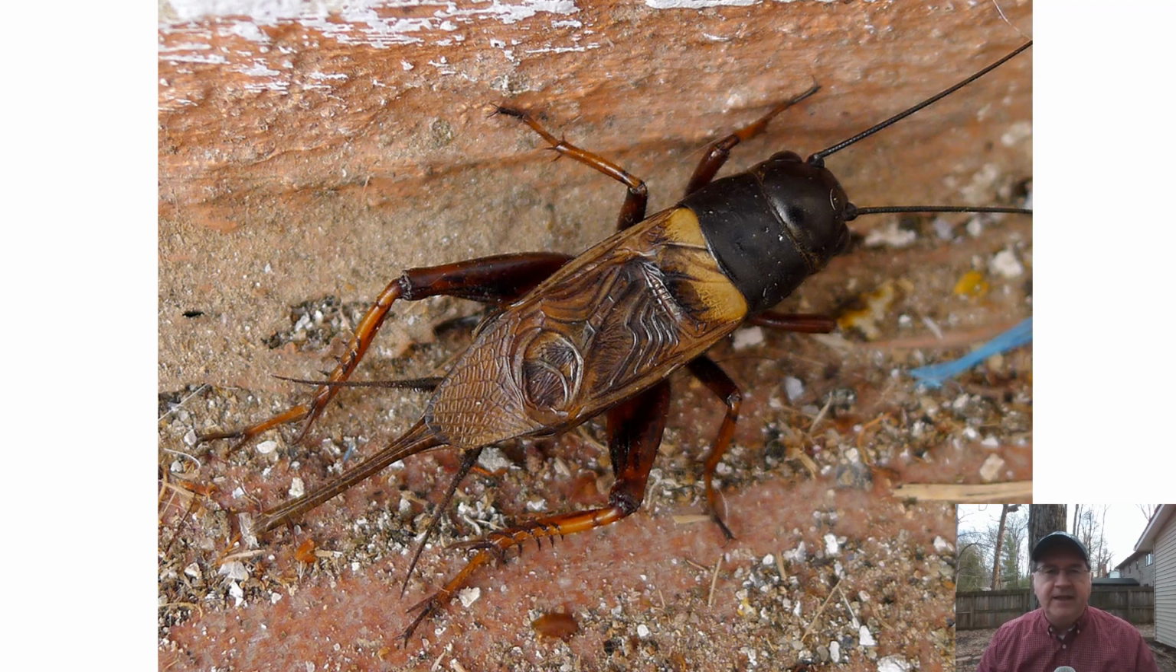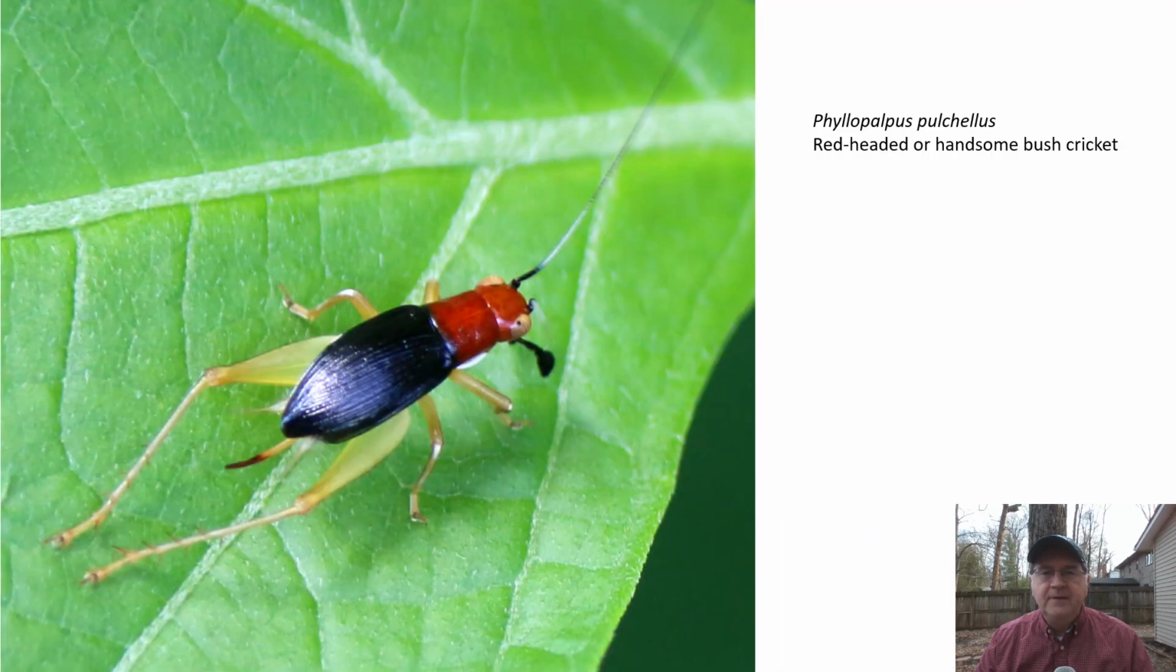Maybe you're not used to that color, but that's house crickets and ground crickets. You've seen things that look like this. Let's look at a little more diversity, though. This is a local species in Ohio. It goes by a couple of different common names, the red-headed or the handsome bush cricket.